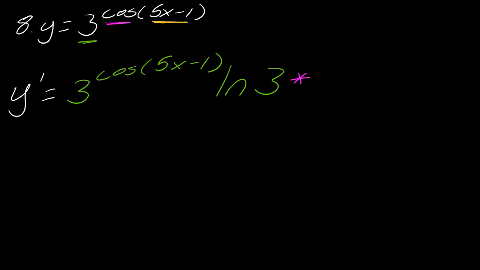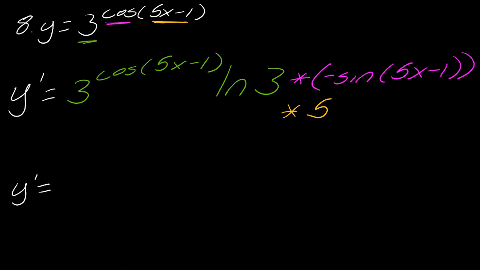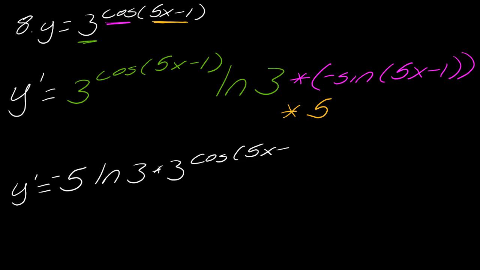Now I'm going to multiply this by the derivative of the next function. The derivative of cosine is negative sine. And once again, I leave all that inside stuff intact. And then finally, the derivative of 5x minus 1 is just 5. There you go. Okay, so now I've got all the pieces, so it's just a matter of simplifying this. This will be 5 times the natural log of 3. Oops, and I should put a negative in front here. And then times 3 to the cosine of 5x minus 1 times sine of 5x minus 1. So there you go.